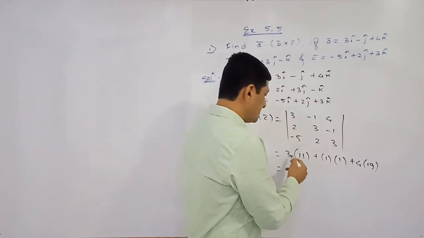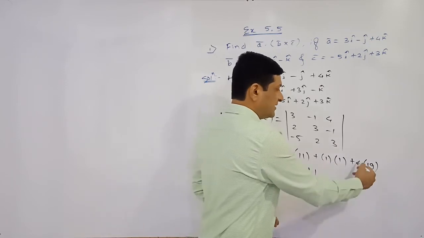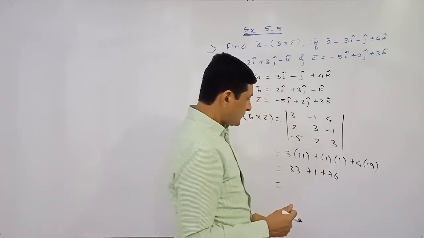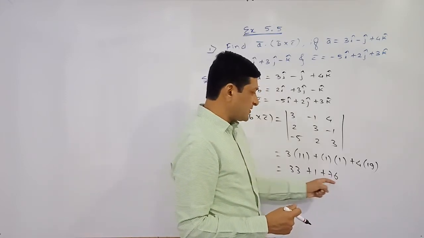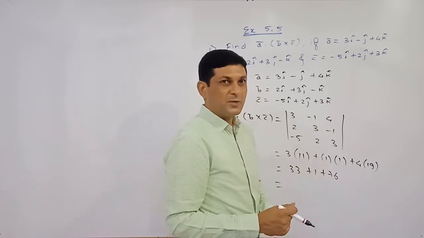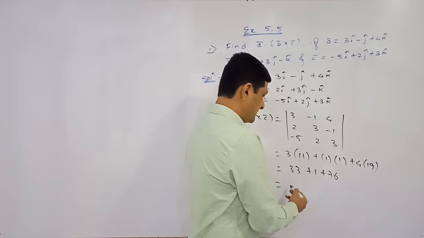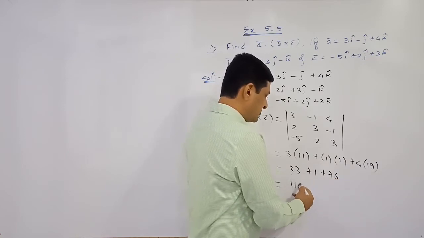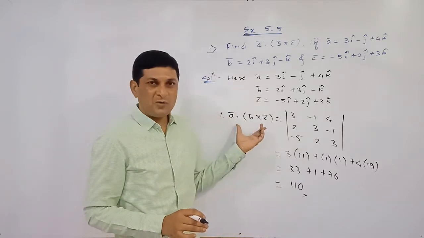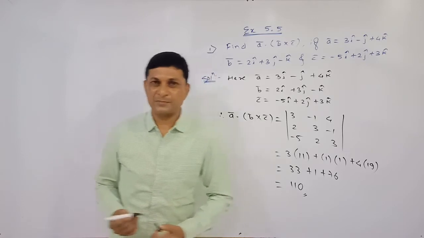Which is equal to 3 into 11 is 33, 1 ones are 1 and 19 fours are 76. So which is equal to, now 76 plus 1 is 77, and 77 plus 33 will be 110. So in this way we are finding the value of the scalar triple product using a determinant.